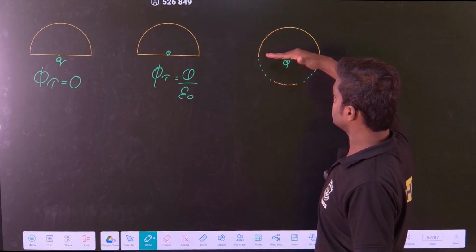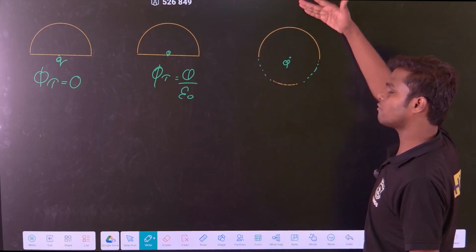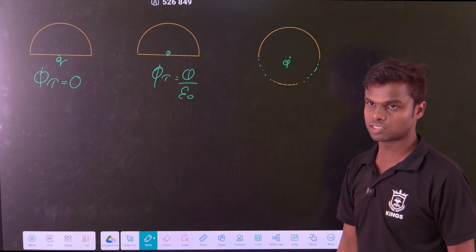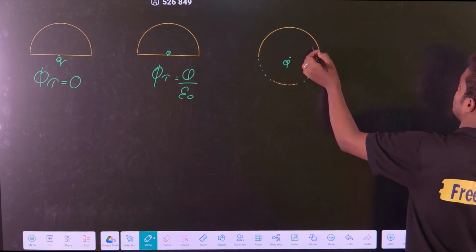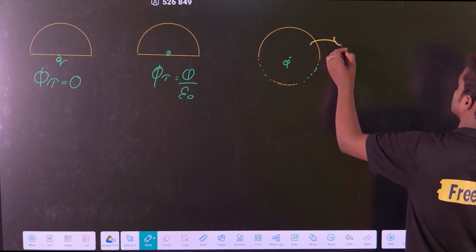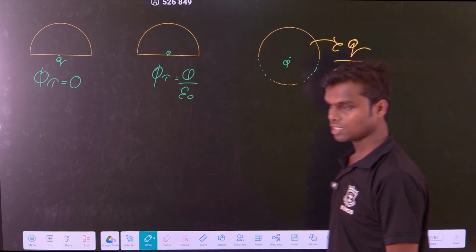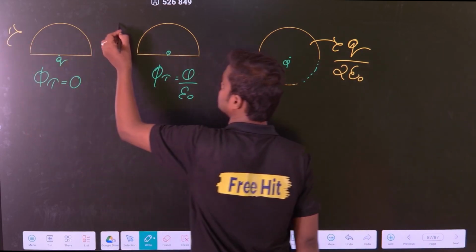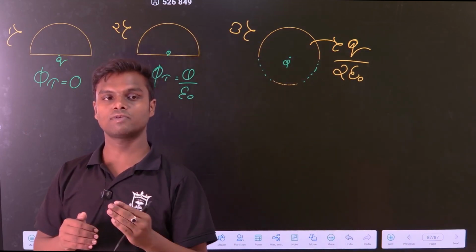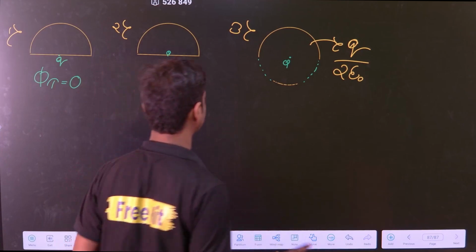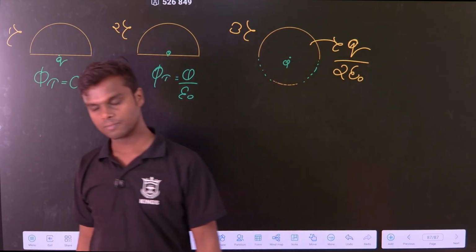Now, whatever flux goes through this surface, the same amount of flux goes through the other half, we can say by symmetry. So if the total flux is Q by epsilon naught for the total sphere, then for half of it the flux will be Q by 2 epsilon naught, simple. Yes or no? I hope it is clear. So this is how you approach the question. There is an approach for solving questions in Gauss law, correct? So have you understood? In this case 0, in this case Q by epsilon naught, and in this case Q by 2 epsilon naught, correct? Any doubt?